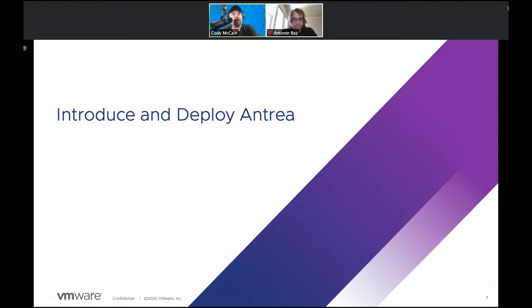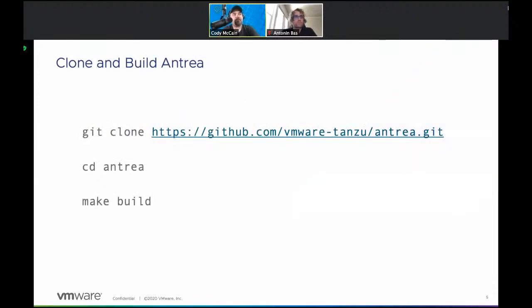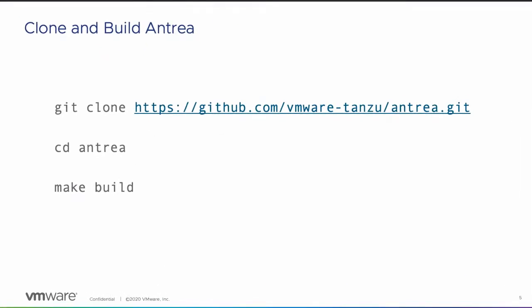And once that gets started, while that's happening in the background, I'm going to introduce you to some of the fundamentals behind Antrea. So the first thing is that we're going to clone the repository from the VMware Tanzu GitHub repository, and it's just Antrea. Once we've cloned it, we actually have a makefile set up in that project directory, and you just run make build, and that'll actually build Project Antrea. And this should work on Mac, Linux, and Windows.